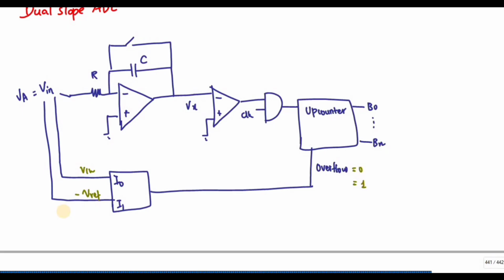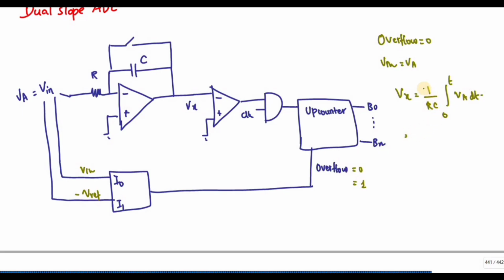Initially I take the overflow bit equal to 0. So V in gets selected, and V in is the input for the integrator. V in is nothing but my analog signal, Va. So what is Vx I will get? Vx is equal to the integration of this Va from 0 to t, Va dt.